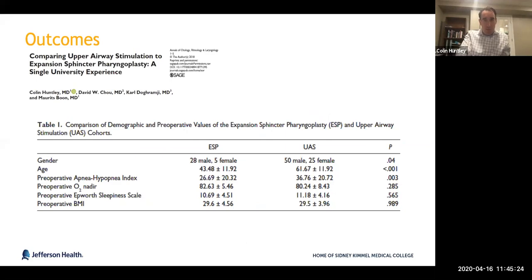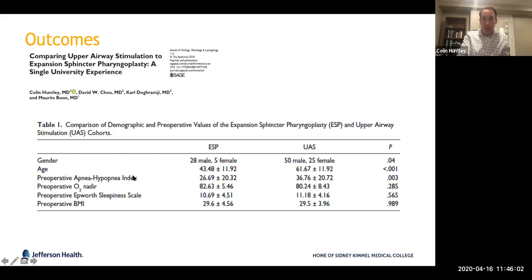This is a paper we put out a year or a couple of years ago, again comparing patients undergoing expansion sphincter pharyngoplasty. I'll call it an updated variant of UPPP. So it's more of a reconstructive procedure where we're utilizing the palatopharyngeus muscle to help support the lateral walls of the oropharynx. We're reorienting that palatopharyngeus muscle with the goal of supporting the lateral walls of the oropharynx and also hoping to open up the level of the velum as well. But again, we're comparing upper airway stim patients to expansion sphincter pharyngoplasty patients.